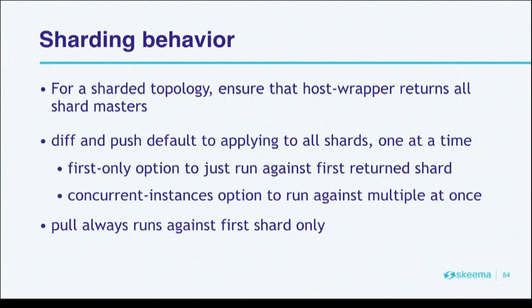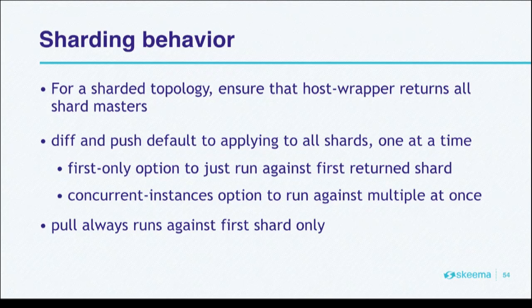In terms of how the commands interact with shards, if you're configuring host wrapper, you would set it up so that it returns all shard masters, for example. Like if you want to map one directory to a whole bunch of shards, and all those shards have the same tables, you'd make sure that your host wrapper command line returns all masters in that group of shards. So when you run schema diff or schema push, by default, it applies to all shards, and it will do them in the same order they're returned by your script, one at a time. If you want to do that differently, there's a first only option, which says only diff or only push against the very first shard. So that can be useful for canarying things.